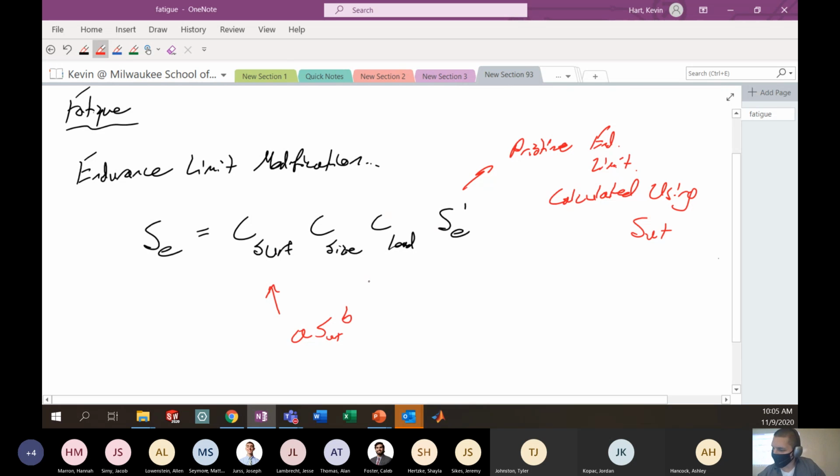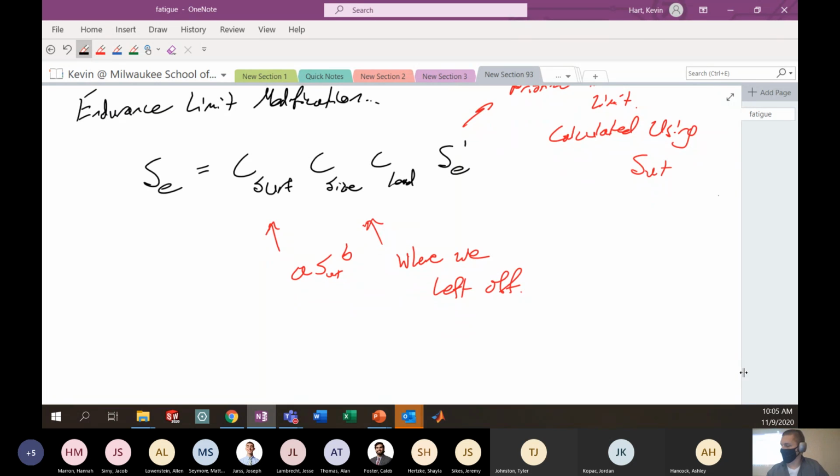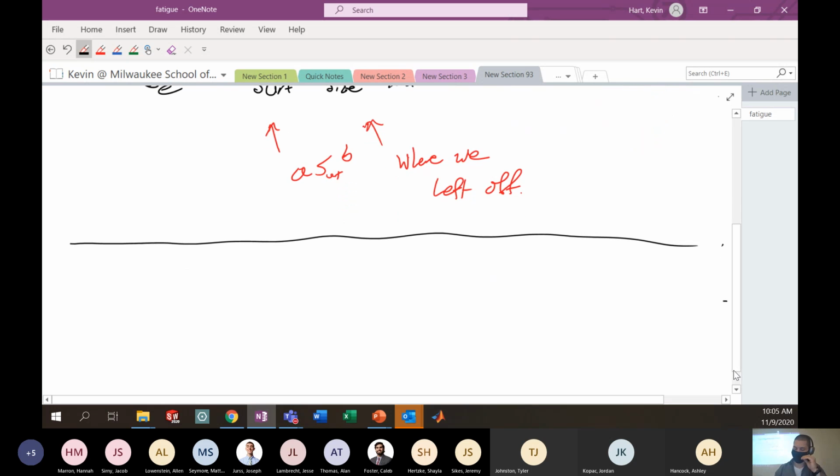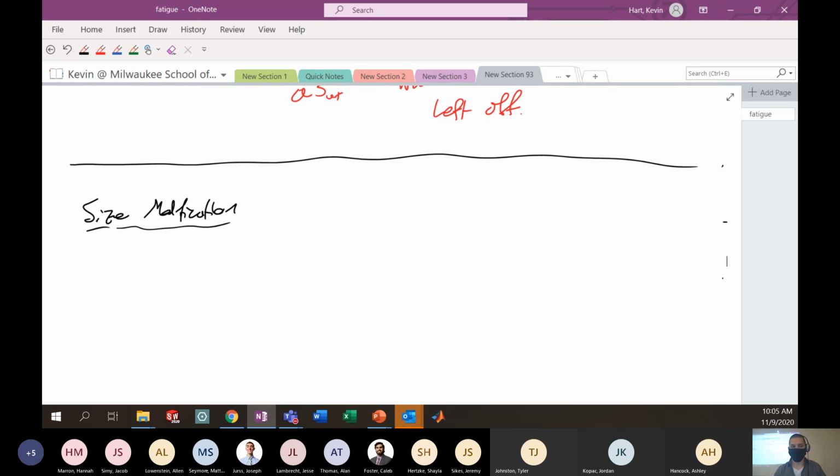Where we left off, we were looking at size modification. And we had discussed size modification in two different kinds of loading scenarios. One was for rotating bending, one was for non-rotating bending. Okay, so this is size modification. I'm not going to beat this to death. I just want to give the highlights here quickly because we talked about this in the last lecture.